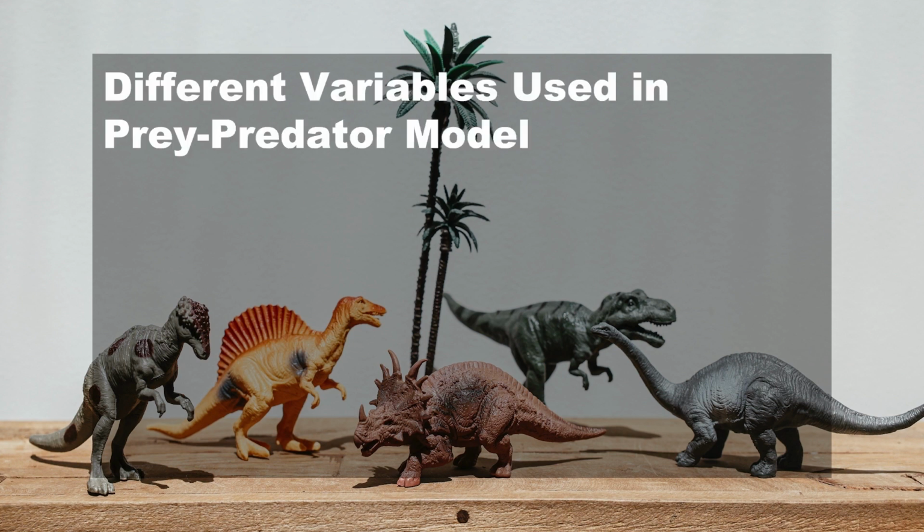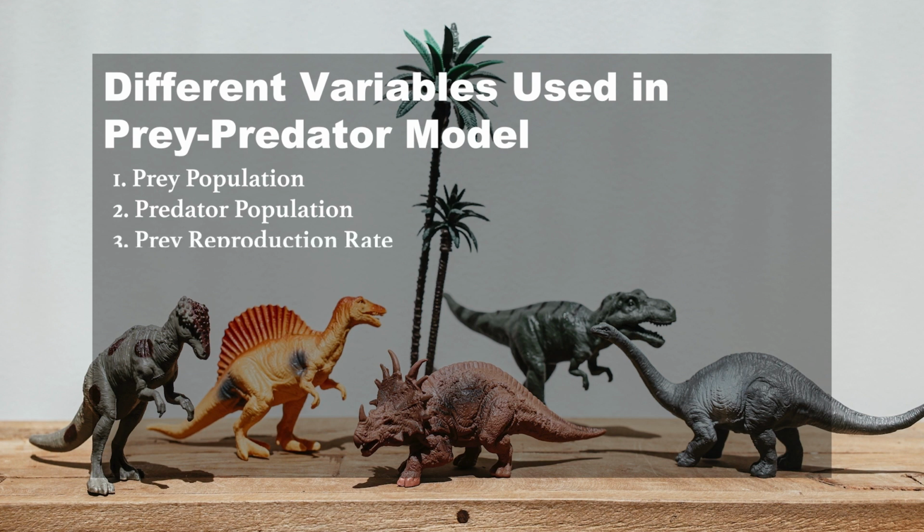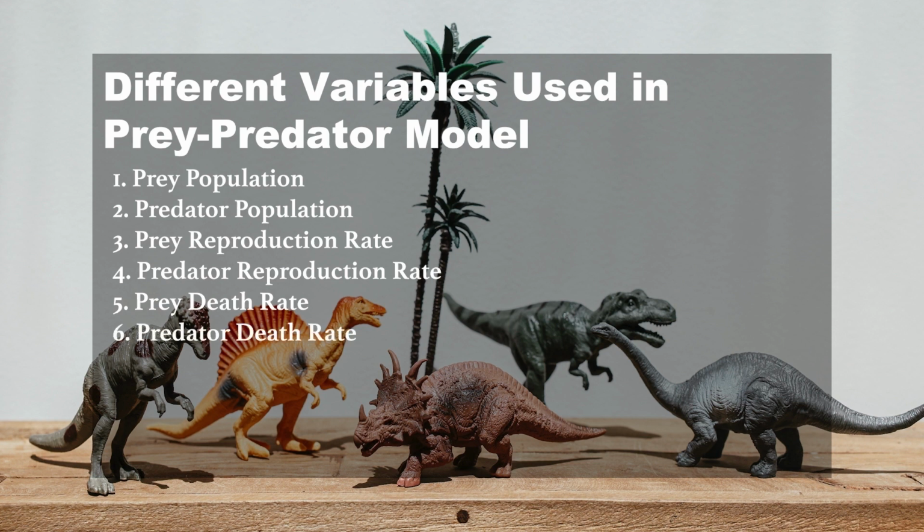So, as we have clear insights about the prey-predator models, let us discuss the different variables that are used to develop prey-predator models. Here, several variables have an effect on the model. First, let us take the example of prey population. This refers to the number of prey in an ecosystem which is typically hunted by predators. Second variable, predator population, which refers to the number of predators in an ecosystem which hunt the prey.